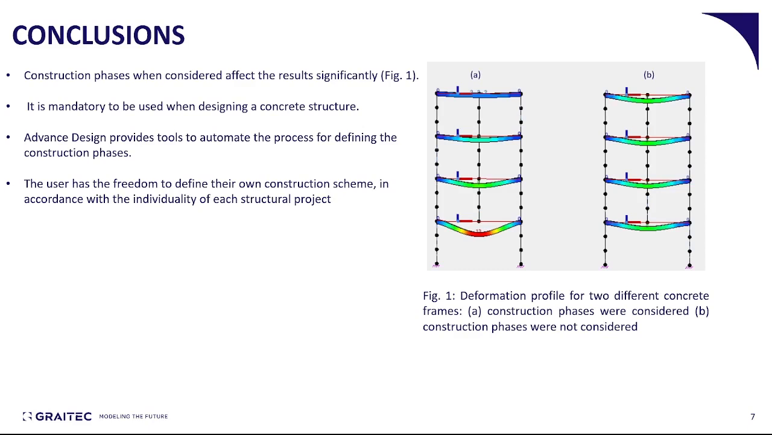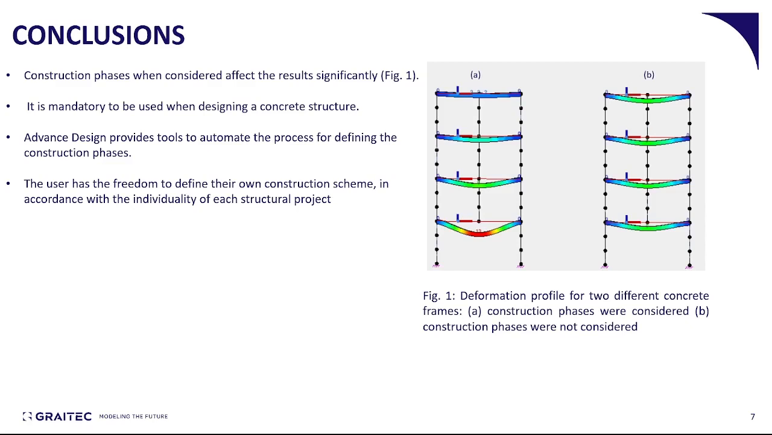Finishing this session with some conclusions arising from the short demonstration presented earlier about the construction phases. The construction phases, when considered, affect the results significantly. You can see figure 1, where the demonstration profile of two different concrete frames is presented. On the left-hand side, we have the frame where the construction phases were considered, whereas on the right-hand side, the construction phases were not considered. And we saw earlier that the deformations, the bending moments, even the reinforcement can be affected by the construction phases.